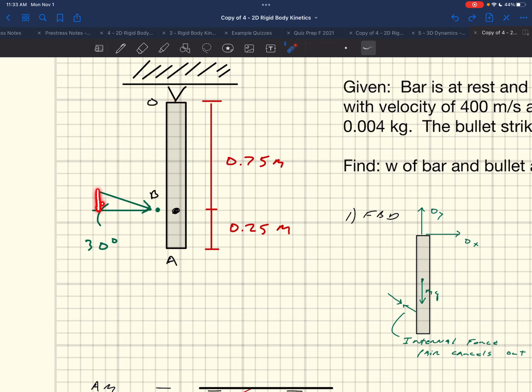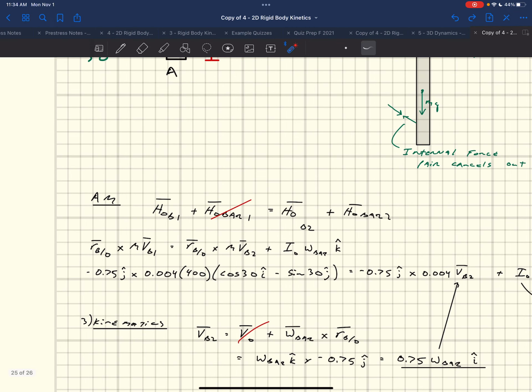The vertical component, when it's actually over here, isn't causing a moment because there's no moment arm for that one. It's lined up right here. Only the horizontal component will do anything there. Same thing with this moment.